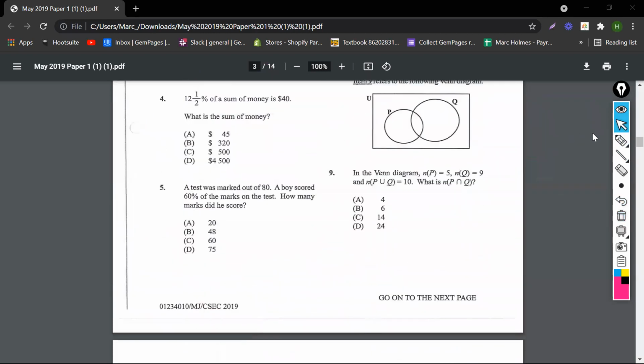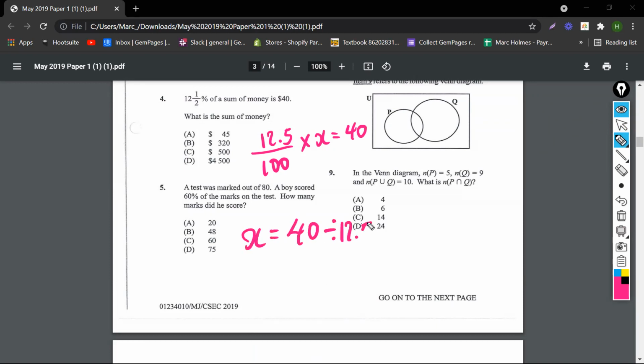Number 4 says, 12.5% of some money is 40. So 12.5 over 100 multiplied by a sum of money, X, is equal to 40. So what is the sum of money? X is equal to 40 divided by 12.5 over 100. So this is going to be X is equal to 40 multiplied by 100 over 12.5.